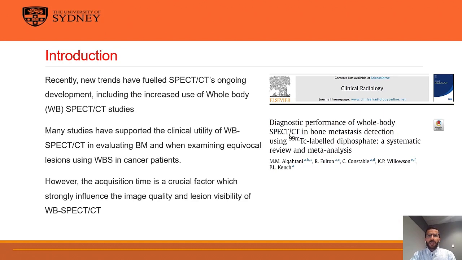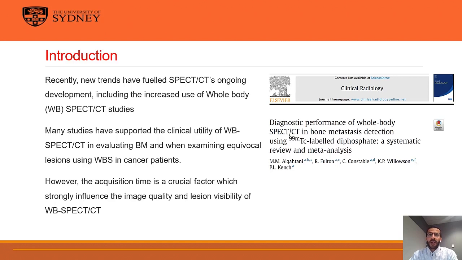Nowadays, whole body SPECT CT is a new addition to clinical nuclear medicine that stitches multiple consecutive bed positions together, like whole body positron emission computed tomography, with a potential to replace whole body scintigraphy. As we can see in our recent published study, which is a systematic review and meta-analysis to demonstrate the diagnostic performance of whole body SPECT CT, there are many studies supporting the clinical utility of whole body SPECT CT in evaluating bone metastasis and when examining suspicious or equivocal lesions using whole body scintigraphy.